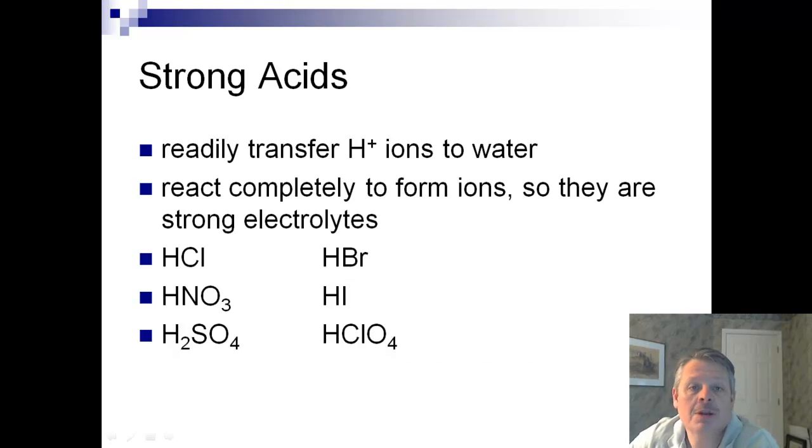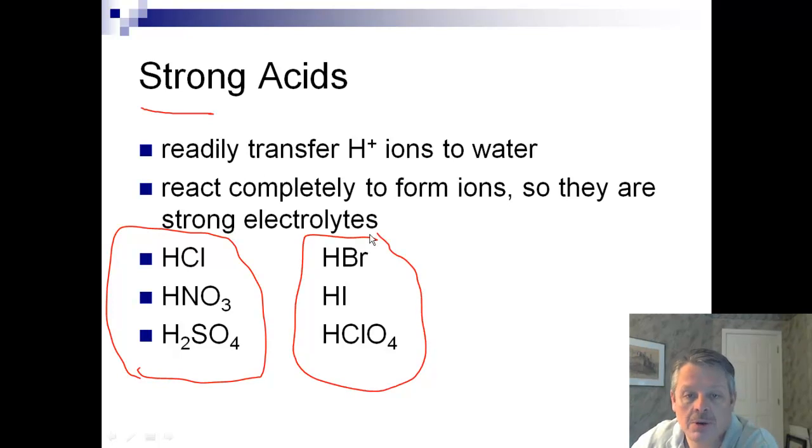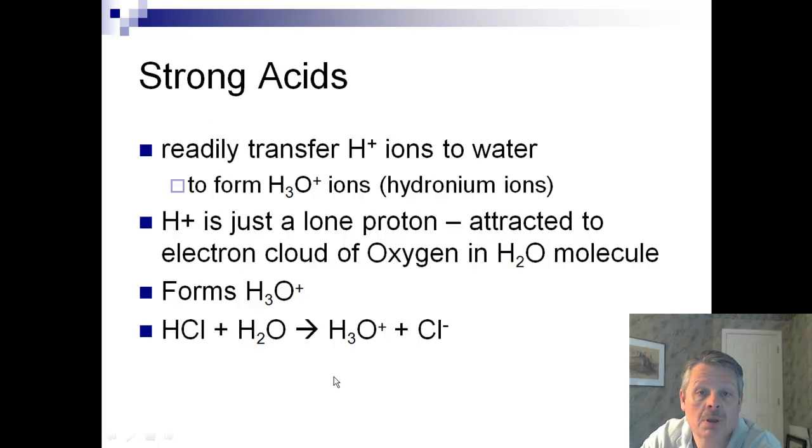Alright, this is just a reminder. We have 6 strong acids that we care about. The first 3, hydrochloric acid, nitric acid, and sulfuric acid. These are very common. Remember that they completely dissociate, and that's why they're called strong acids. And hydrobromic acid, hydroiodic acid, and perchloric acid are also strong electrolytes. They're strong acids, but they are not anywhere near as common.